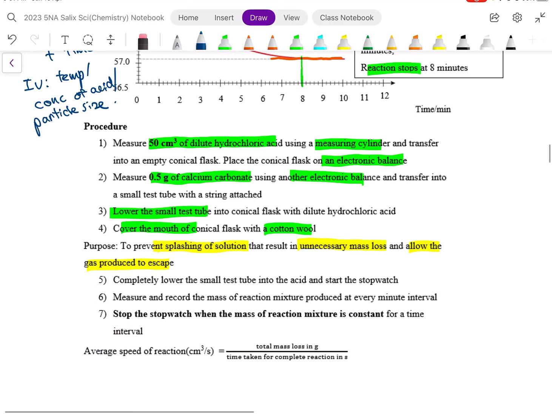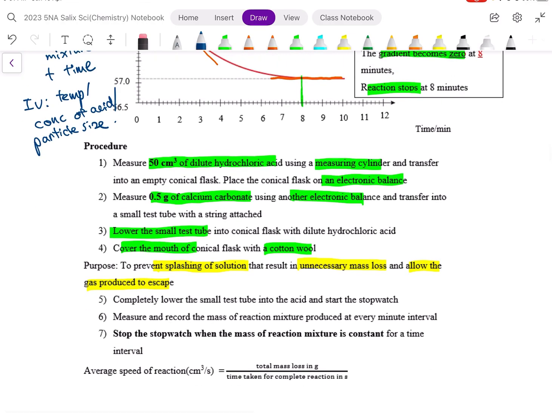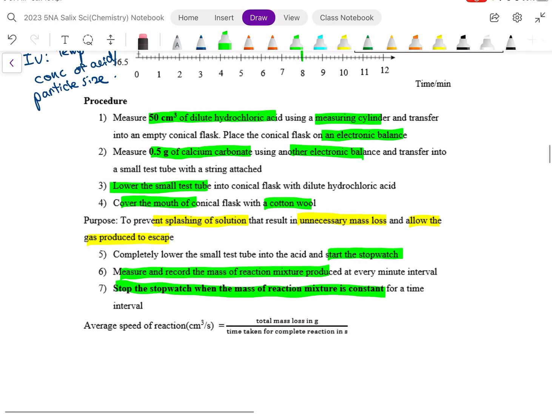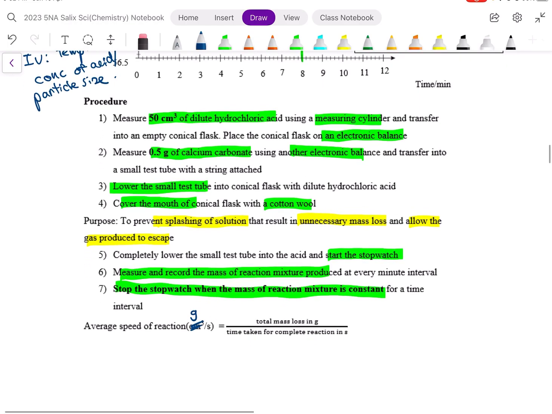Okay, so then after that you lower the small test tube into the acid, and then you start the stopwatch. Measure and record the mass of the reaction mixture. You stop only when the mass of the reaction mixture is constant. Sorry, this average speed should change to grams per second, or grams per minute. In this case it is in minutes, so let me change all these to grams per minute.